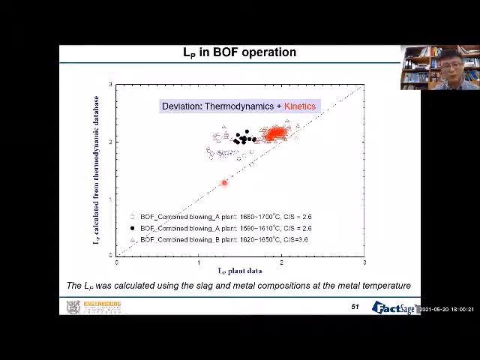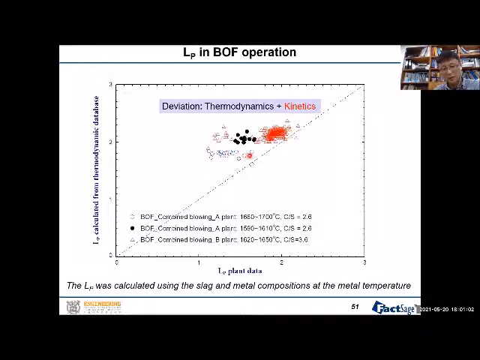Also, one of the very interesting things is what our calculation shows. For example, this data set here is from 3 different plants. According to our calculation, LP, the phosphorus distribution, should be about 2 in log scale, which means about 100. So 100 times the phosphorus goes to the slag, and only 1 is in the metal. So it should be almost constant, but according to the plant data, depending on the operation, it's changing from almost 10 to 1 to 100. It changed over a very wide range.